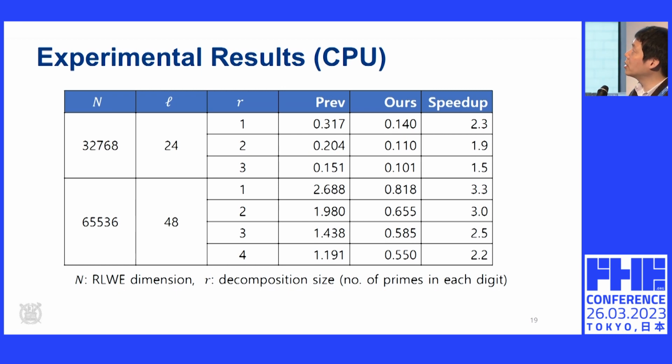When this decomposition size is 1, 2, 3, or 4, we achieved this vector of speedups compared to the previous best known method. So we achieved about 2 to 3 times faster than the previous method. You can literally achieve almost the same speedup for homomorphic multiplication or homomorphic automorphism.